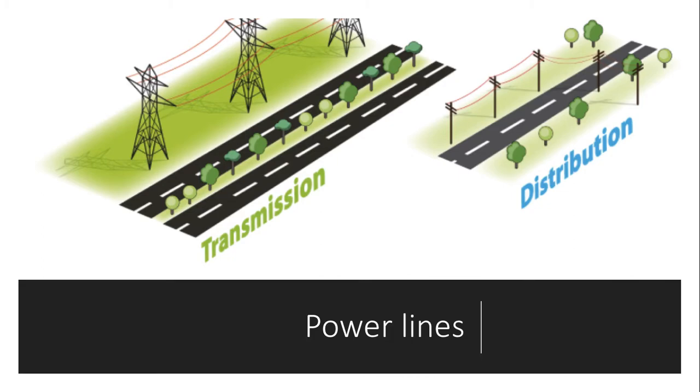So here we see the transmission lines versus the distribution lines. As you can see, the transmission lines are the really big towers that are in like rural areas. And then the distribution lines are the more common telephone poles that you see on the side of roads and cities and stuff like that.